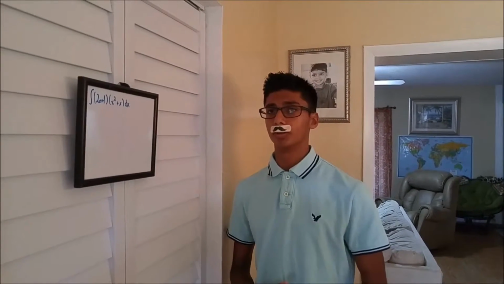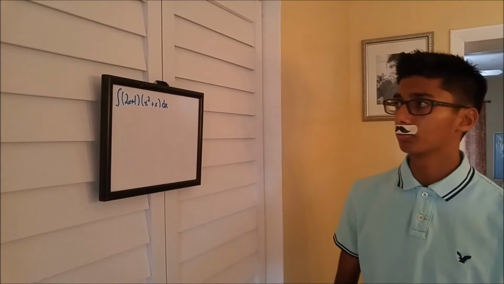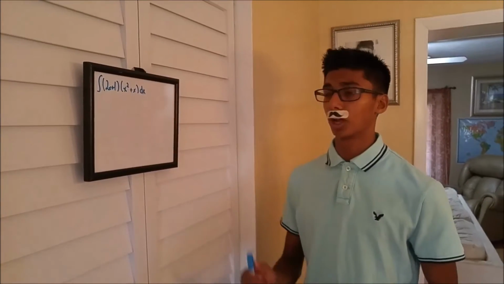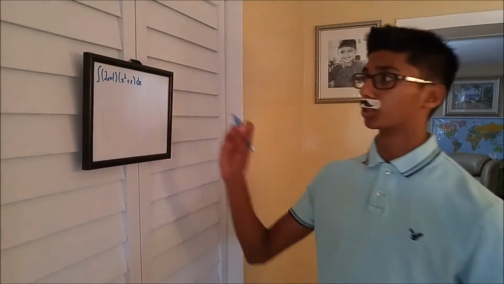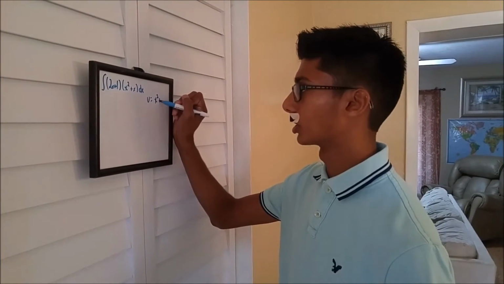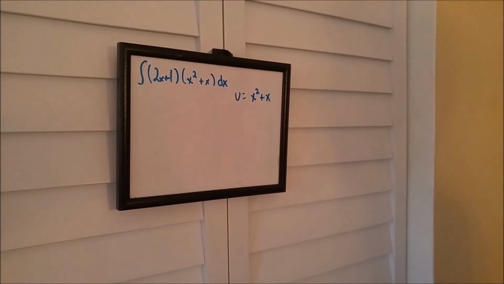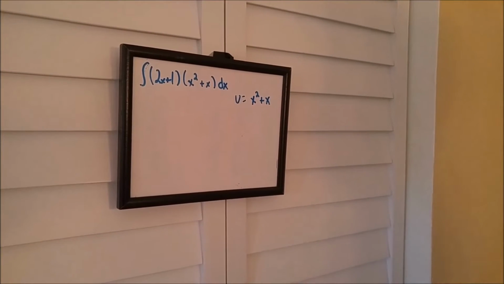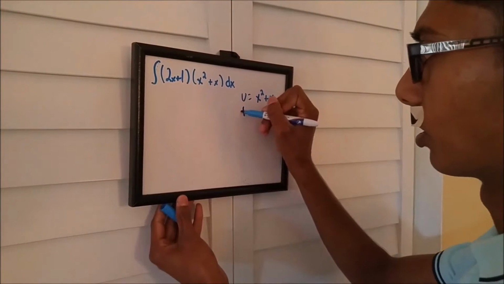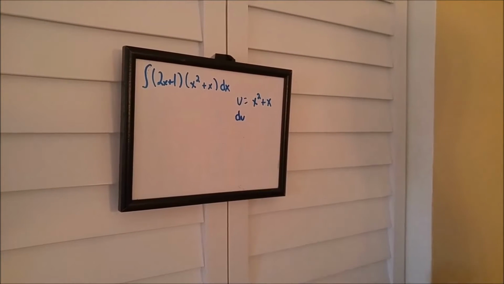So our first example, I have written here on the board, the integral of 2x plus 1 times x squared plus x dx. Now the first step in this problem is to pull out the u. The u in this specific problem is x squared plus x, and you'll see why shortly. So now that we have our u, our next step is to take the derivative of u, also known as du.